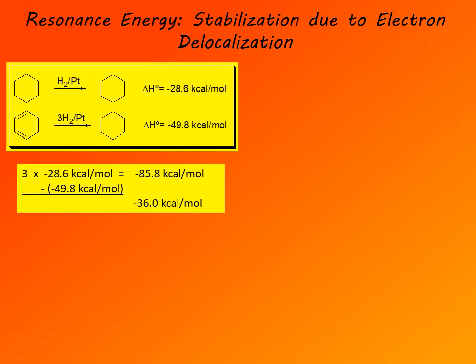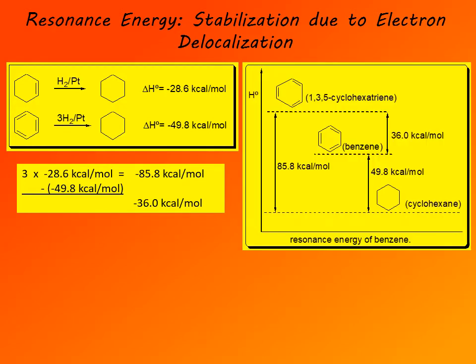That's very large amount, and that's very high degree of stabilization. That's why benzene is an aromatic compound. So aromatic compounds have especially high degree of stabilization due to electron delocalization. And this is shown here in a graph.